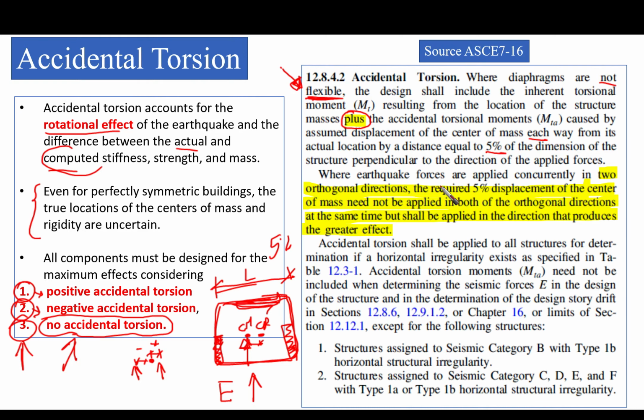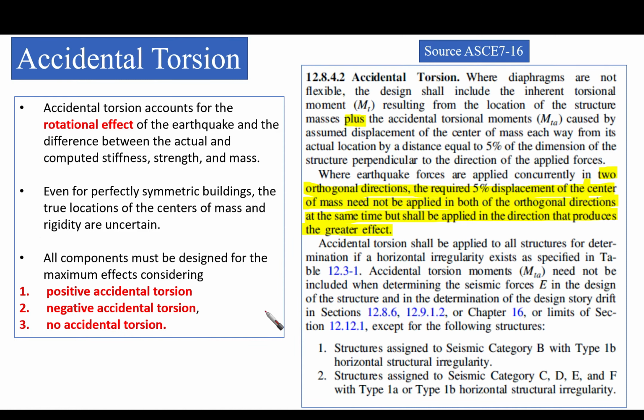Where earthquake forces are applied concurrently in two orthogonal directions, the required 5% displacement of the center of mass need not be applied in both of the orthogonal directions at the same time, but shall be applied in the direction that produces the greater effect. Okay, he is talking here about the case where we need to analyze for two perpendicular cases. Sometimes we put 100% of the earthquake in one direction and 30% of the earthquake in the other.